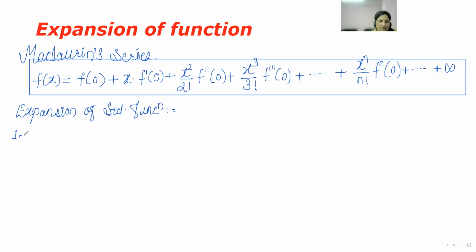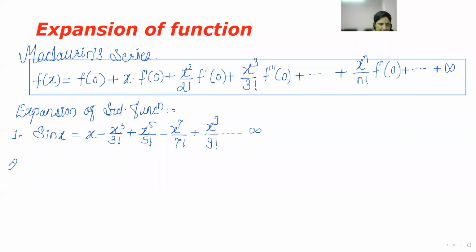If f of x is equal to sin x, then sin x is equal to x minus x cubed by 3 factorial plus x raised to 5 by 5 factorial minus x raised to 7 by 7 factorial plus x raised to 9 by 9 factorial, and so on up to infinity.